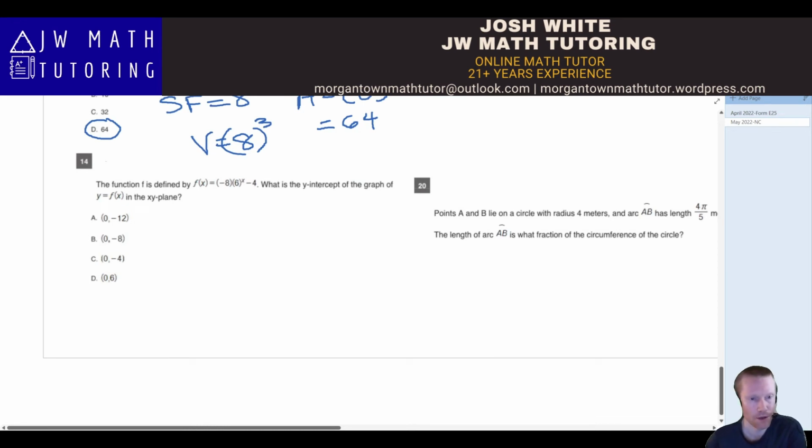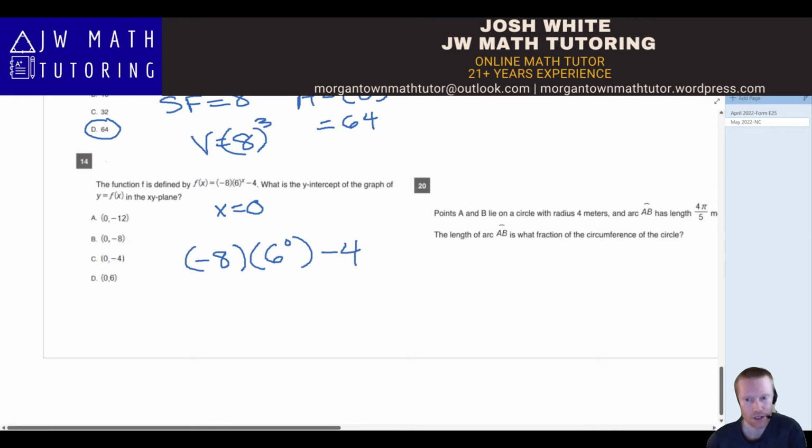Next is problem number 14. Here we are given a function. This is actually an exponential function, and it asks for the y-intercept of the graph. So if you remember from some of the earlier problems, the y-intercept is just where the x value is equal to 0. So all we have to do here is plug in 0 for x, and then simplify this out and get our corresponding y value.